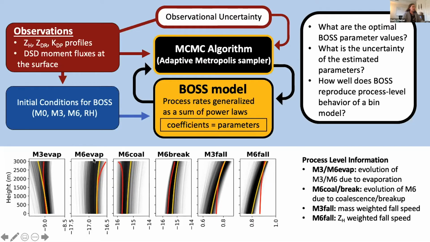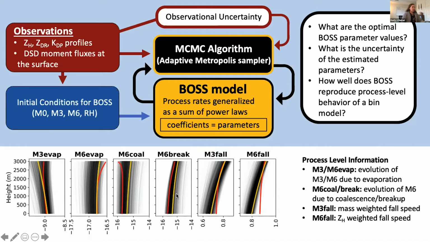So this is the evolution of M6 due to evaporation, due to coalescence, breakup, and then this is the mass-weighted fall speed and the ZH-weighted fall speed. In general, these black lines represent our parameter estimates and what they produce using the BOSS model, and the red lines are the truth from our bin simulations. So in general, we're matching the bin simulations pretty well.